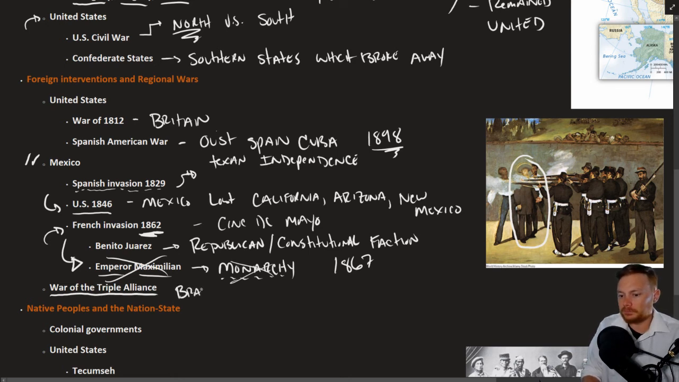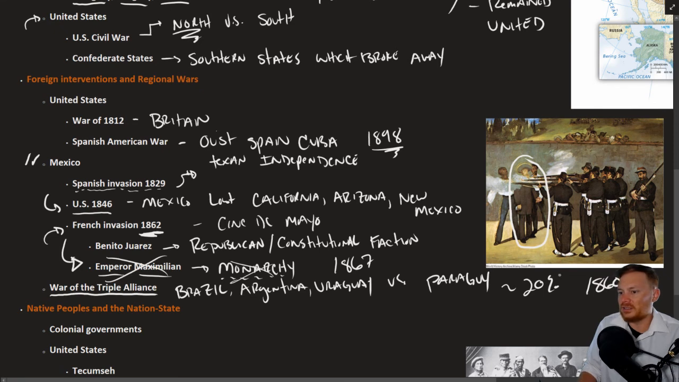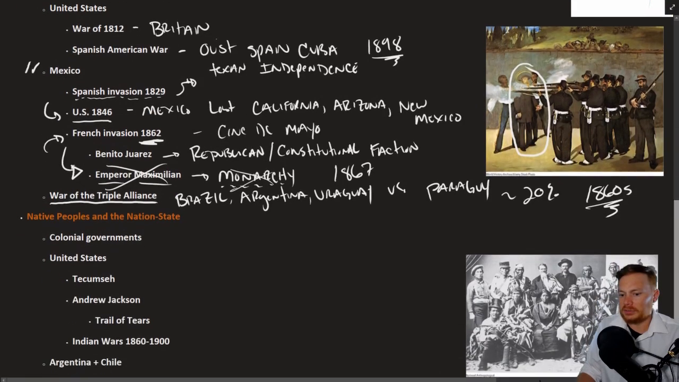And lastly, in South America, the War of the Triple Alliance, which was a brutal conflict between Brazil, Argentina, Uruguay, all versus the country of Paraguay. And something like, in Paraguay, 20% of the population was killed. This was in the 1860s. The U.S. Civil War was in the 1860s. So a pretty deadly decade, right, for at least conflicts in the Americas, whether it's Mexico, the U.S., or in Paraguay and Uruguay and down there a little bit more south.